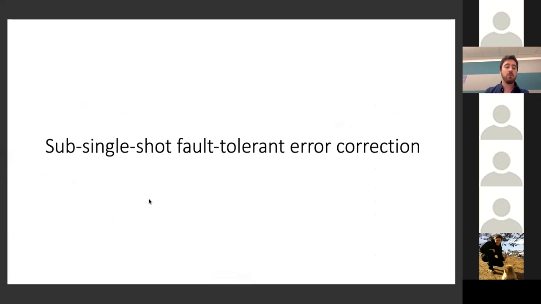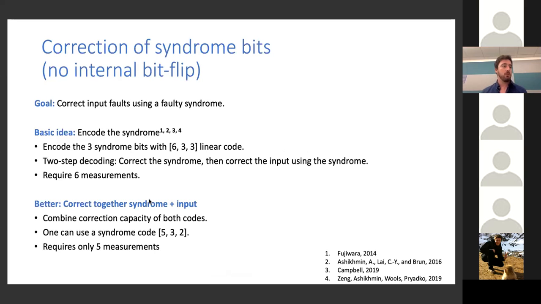Now I'm going to generalize this example to asymptotically large sequences and tell you why we can perform sub-single shot error correction. The general idea goes in two steps. First, I want to give you some intuition why we can correct syndrome bits, assuming there are no internal bit flips on the data. And then we will move to a slightly different idea to correct simultaneously internal bit flips on the data and syndrome bit flips.